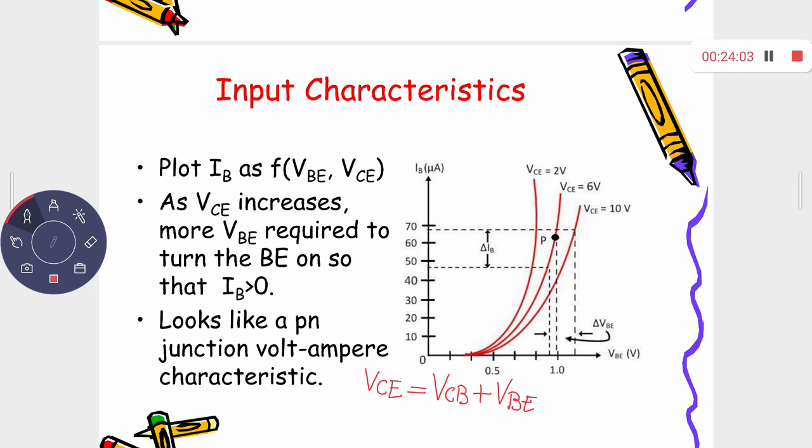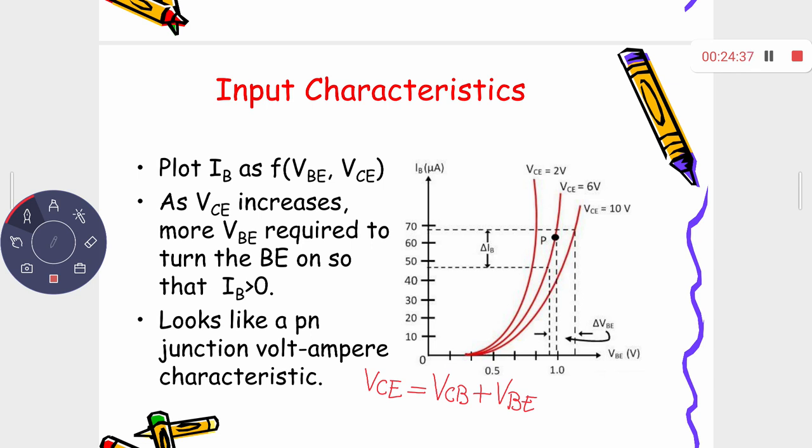So therefore, I cannot say that the base current is only a function of base emitter voltage. It's also a function of collector emitter voltage, right? And if collector emitter voltage increases, then what happens? IB decreases. If VC is more, then the recombination will be less, and so for that reason, IB will be less. Less base current, right? Okay.